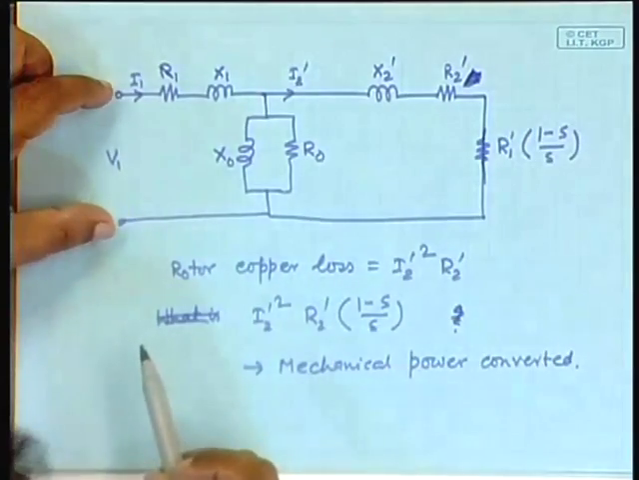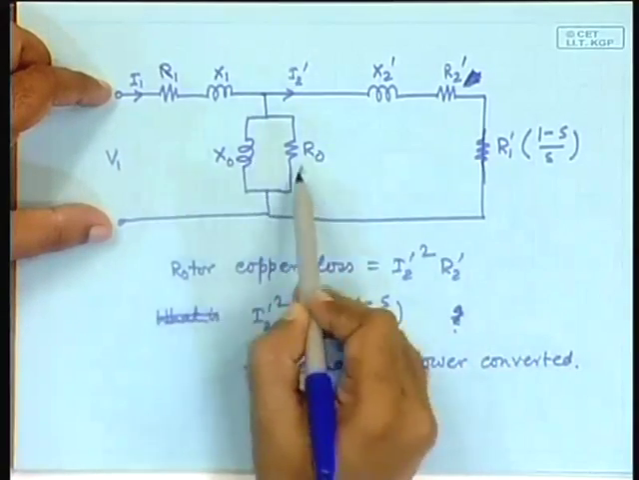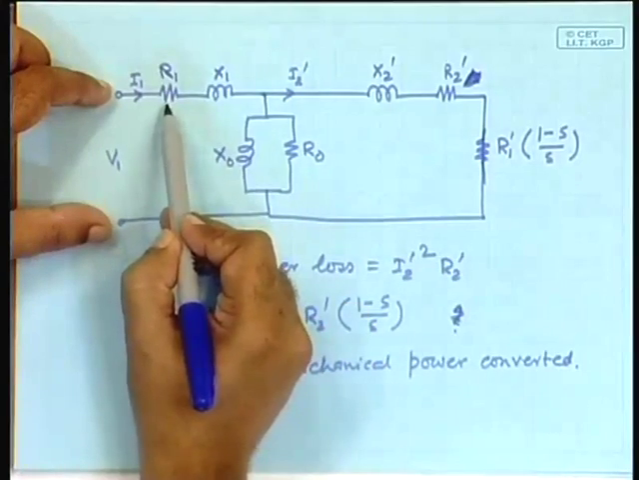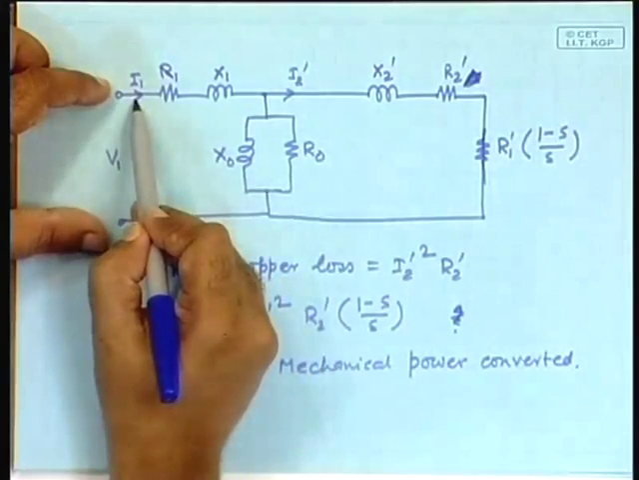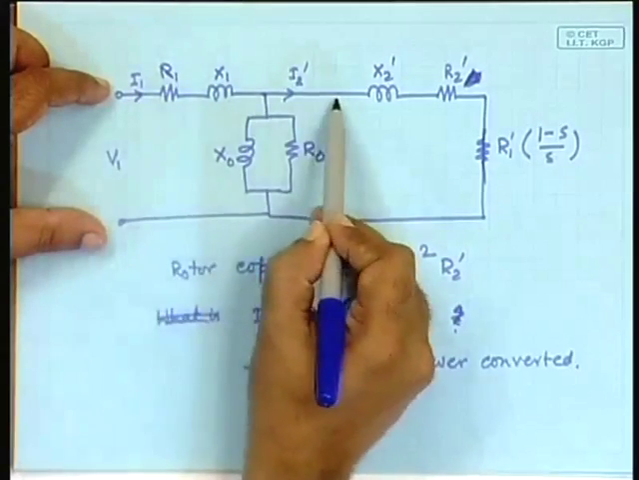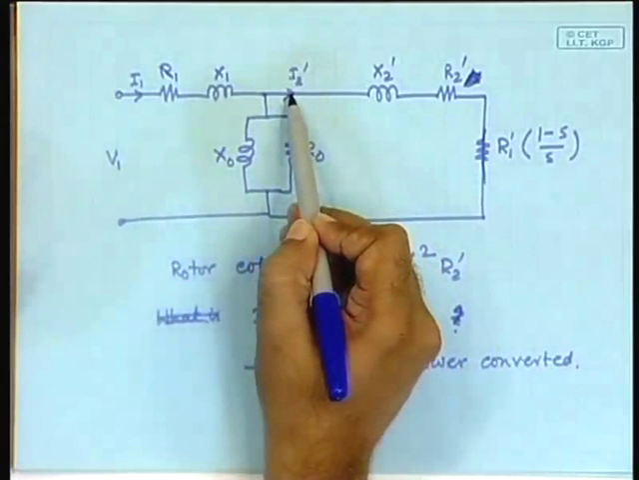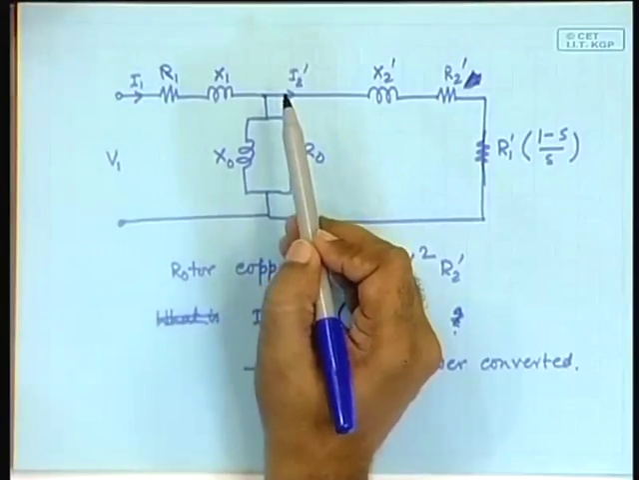Why? Because you have applied here. So, there will be a current, you have to make an equivalent circuit of these 3 branches, then you have to add this, then V 1 by that equivalent resistance will give you this current, and that current will be divided into these 2 components, and all that will have to be calculated, and then only you finally obtain I 2 prime, obtainable of course, but a bit cumbersome.